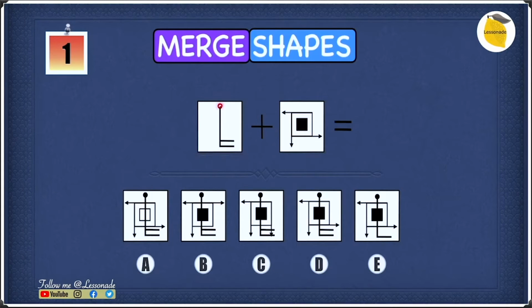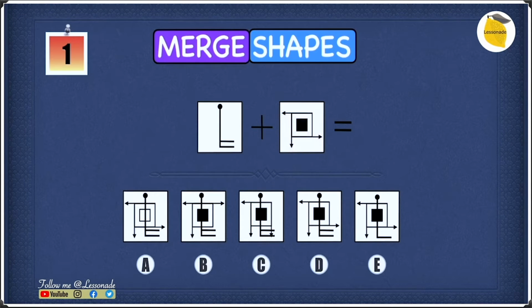In shape 1, you have a circle at the top, a line coming downwards, and 2 lines towards the right. And then in shape 2, you have a square on the outside, a smaller square on the inside that has been shaded in black, and then you have 3 arrows. The arrow on the top is pointing towards the left, the arrow on the left is pointing downwards, and the arrow on the bottom is pointing towards the right.